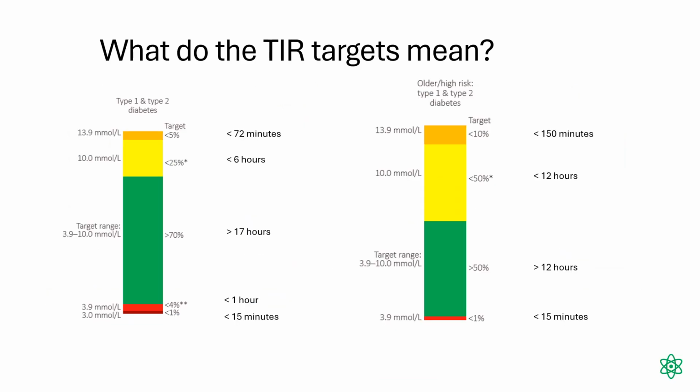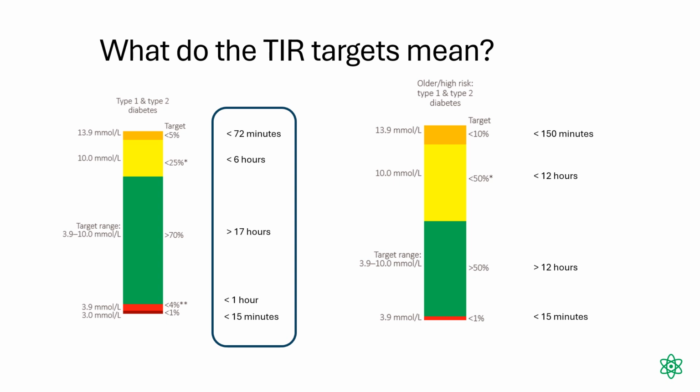So what do they actually mean when we say 70%? What does that mean? Well, it means that if you're spending 70% of your time in no lower than 4, no higher than 10, that's about 17 hours of the day. And we want more time in that green range. We don't want much time in the low range or very low range, and we don't want much time in the high range, but of course, we know that those instances will happen.